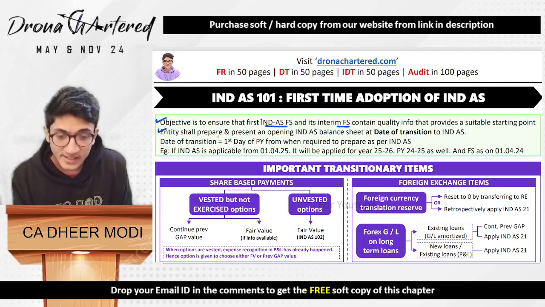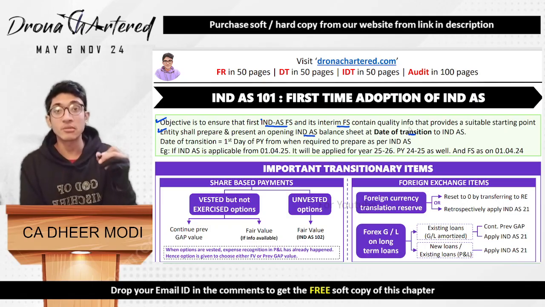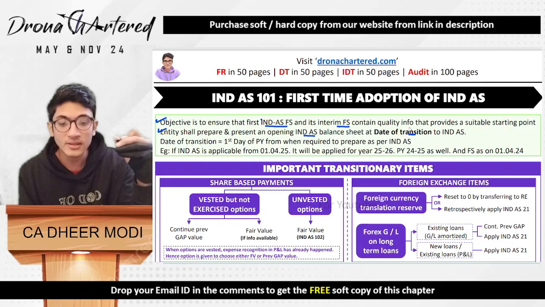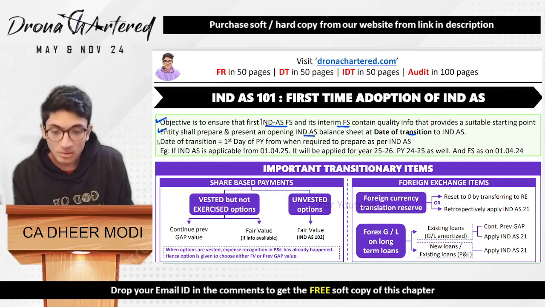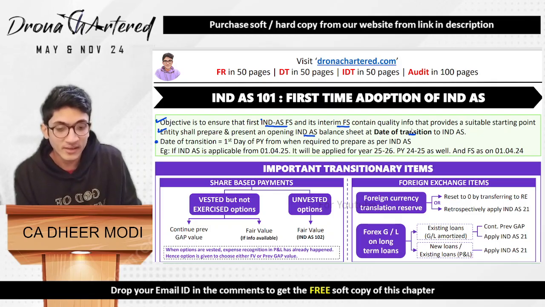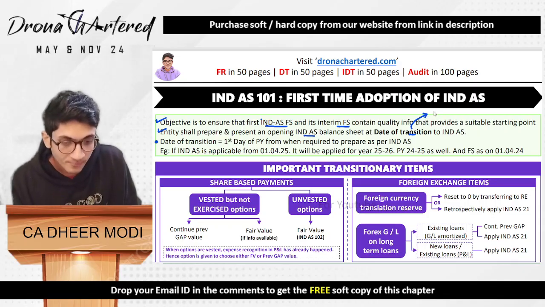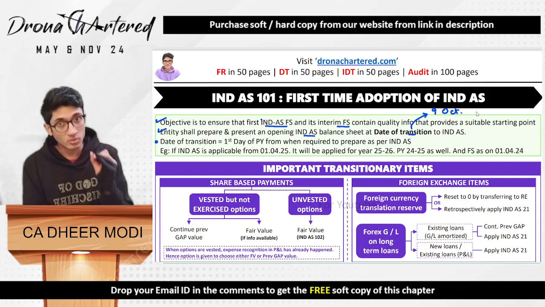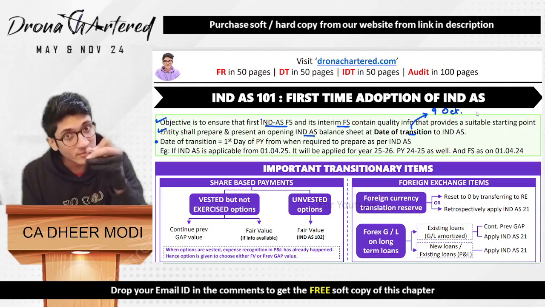Next, the entity shall prepare and present an opening IND AS balance sheet on the date of transition to IND AS. So it is very important to understand what we mean by date of transition. It is not that if an entity has, say for example, decided that we will start preparing IND AS from 9th October, then that will be the date of transition. No, it will not be 9th October, it will be some other date.